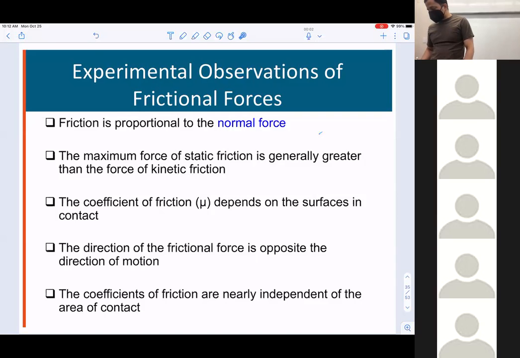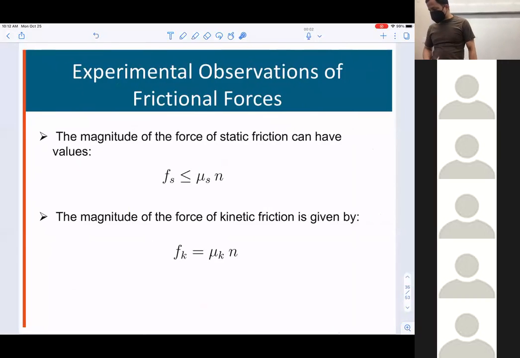And it turns out from experimental observation that the coefficients of kinetic friction are nearly independent of the area of the contact. It's really about the chemistry of the materials. And so it tends to just scale more with the normal force.